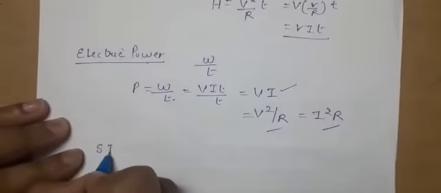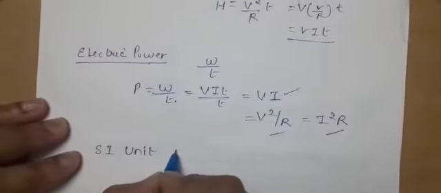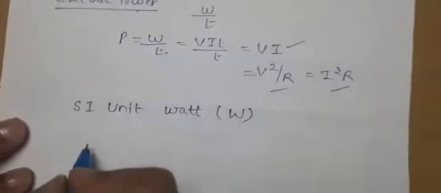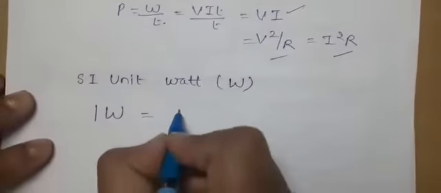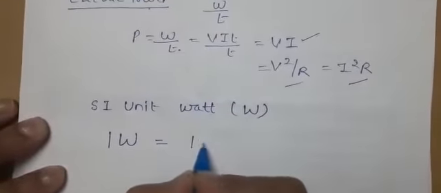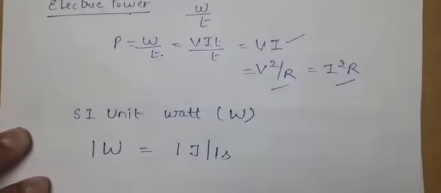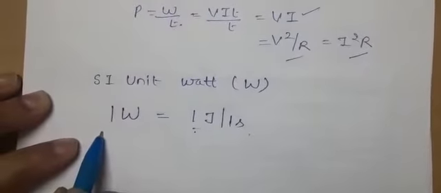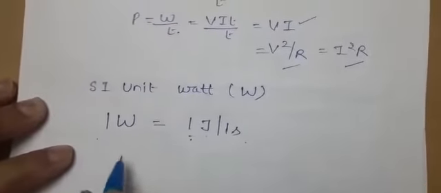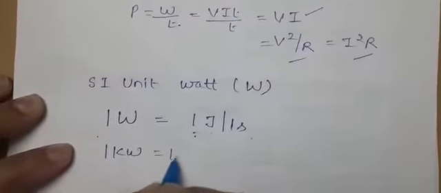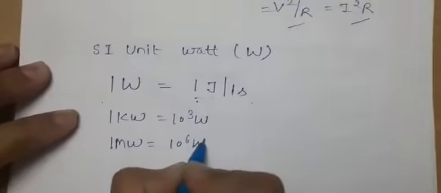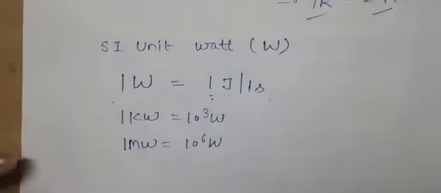The SI unit of power is watt, represented by capital W. Power is said to be 1 watt for an appliance when it consumes an energy of 1 joule per second. There are bigger units of power also. 1 kilowatt is 10 raised to the power 3 watt. 1 megawatt is 10 raised to the power 6 watt. Basically, in numericals we will directly use the formula for power.